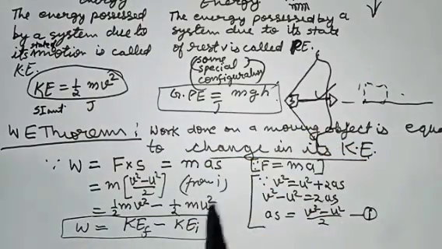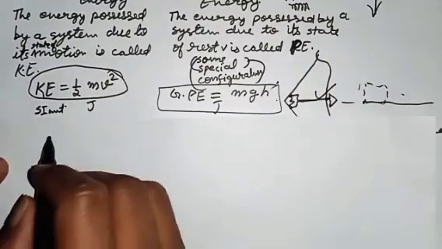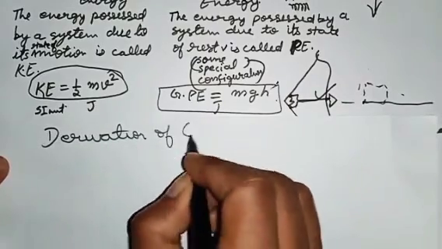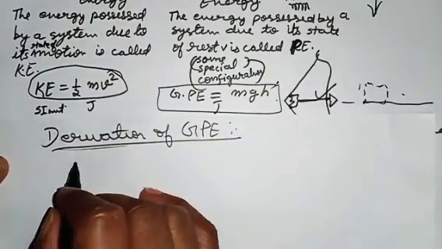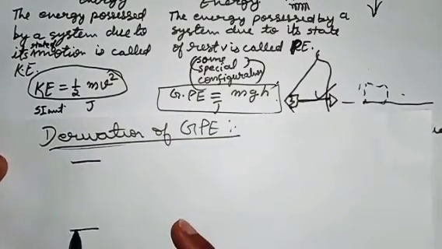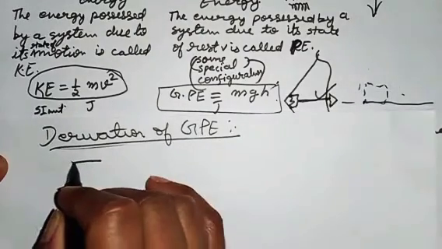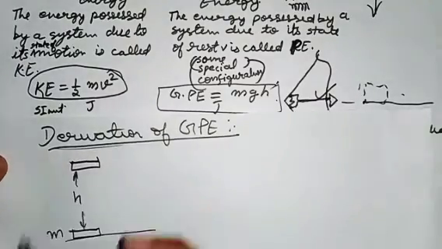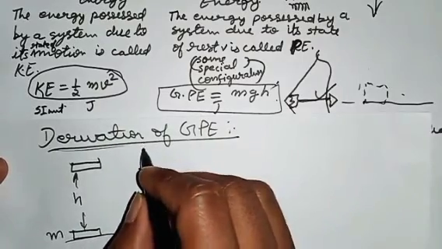Next, this gravitational potential energy, we can derive this expression also. For that, let us consider the derivation of gravitational potential energy. For that, we can assume two levels. An object here of mass m, at the ground level, is now lifted to this height, h. Okay, we will find the work done.